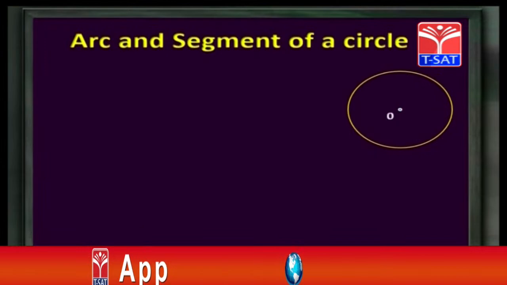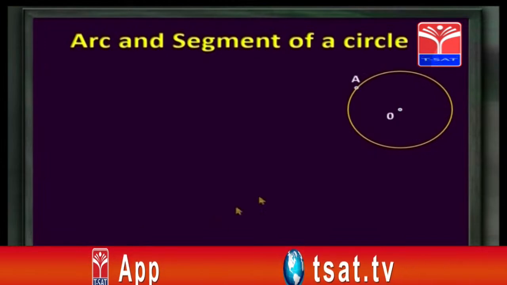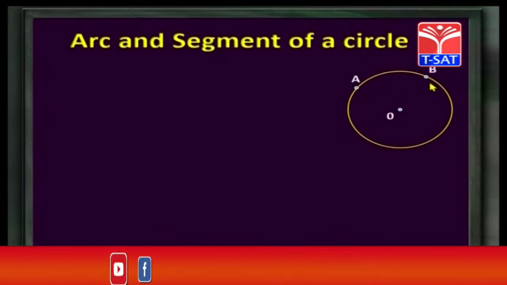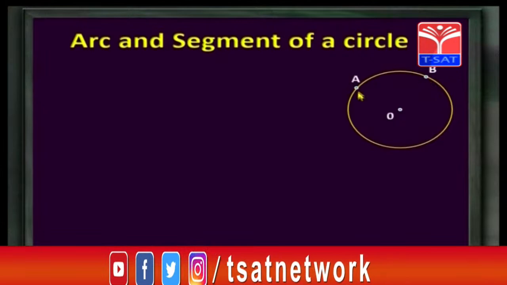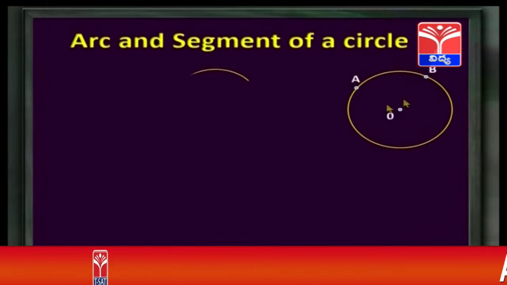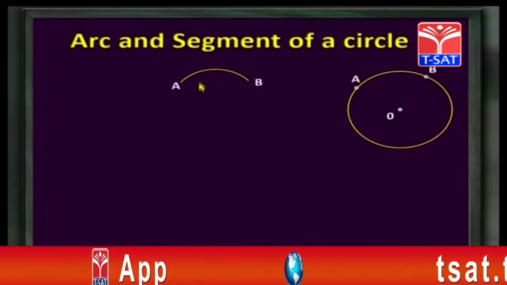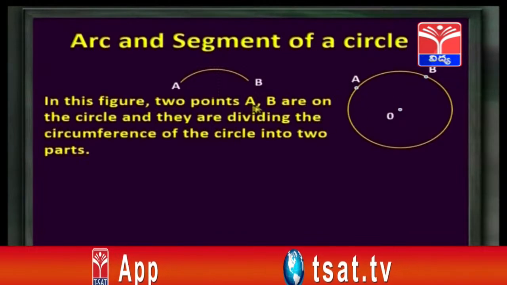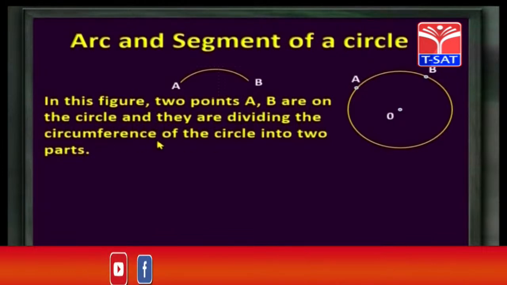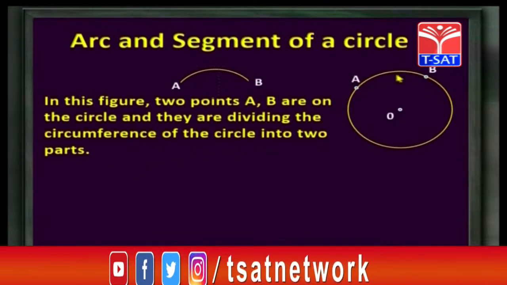Now, let us see what is the arc and segment of a circle. So, this is a circle, A is a point on the circle, B is a point on the circle. So, AB is a part of a circle which we call an arc of the circle. In this figure, 2 points A and B are on the circle, and they are dividing the circumference of the circle into 2 parts. One is AB and the downside is one more part.